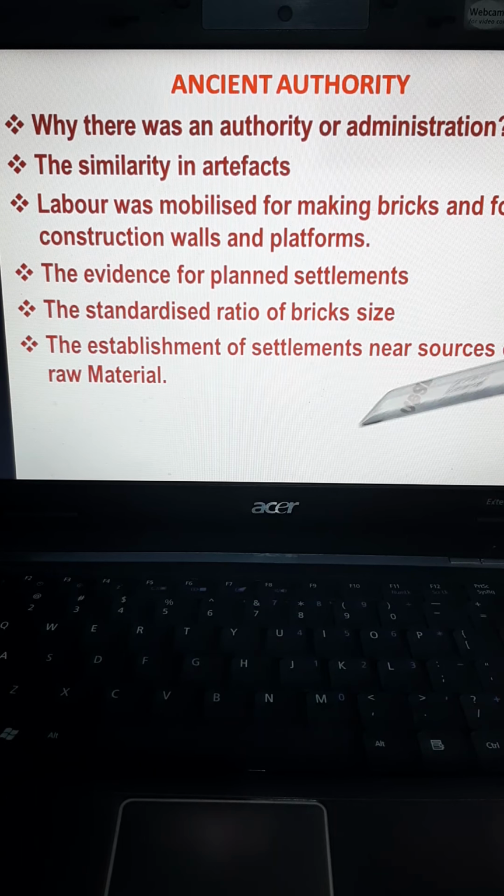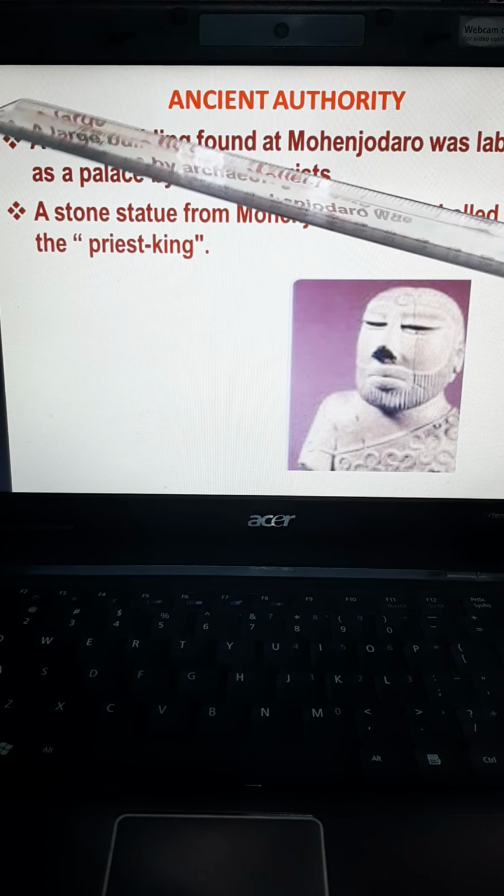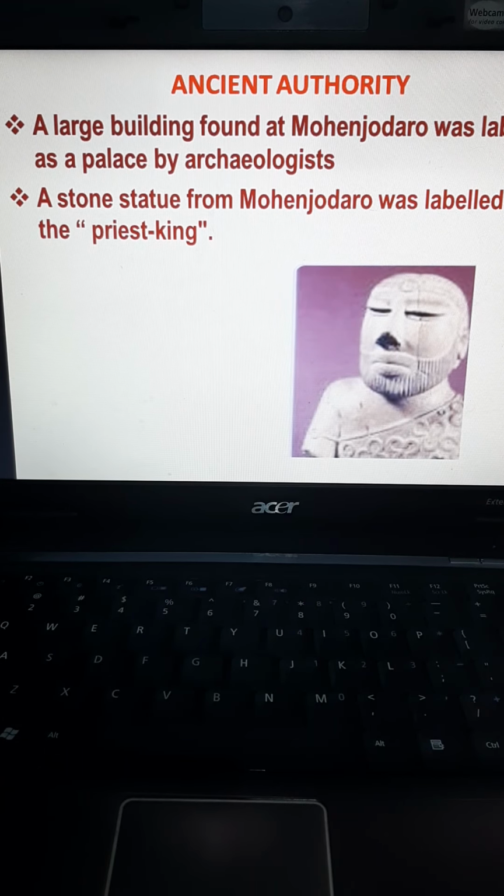The establishment of settlements near the source of raw material. It has also given us evidence that yes, there were settlements in particular sites where the raw material was available. So we have found some settlements out there which had control over it. The archaeologists have also given us evidence that a large building was found at Mohenjo-daro, a very large area. That large building was recognized by the archaeologists as a palace.